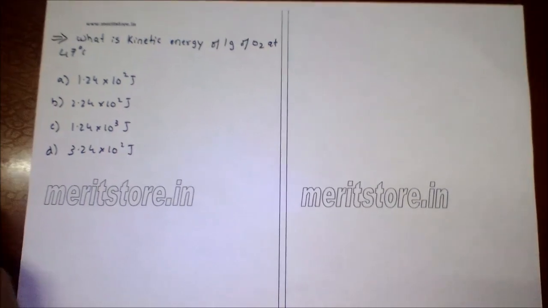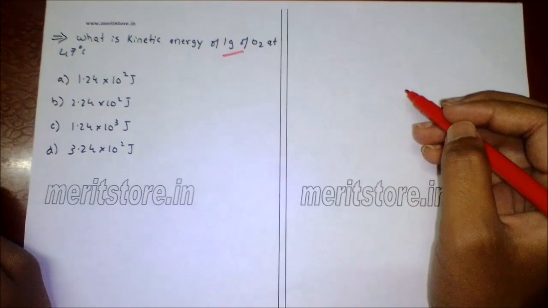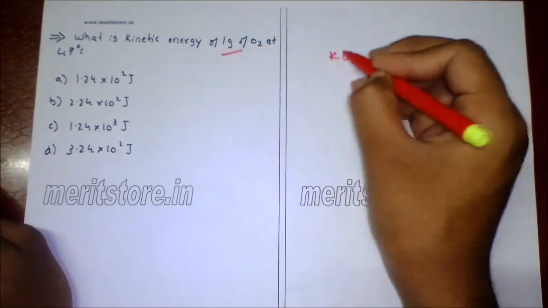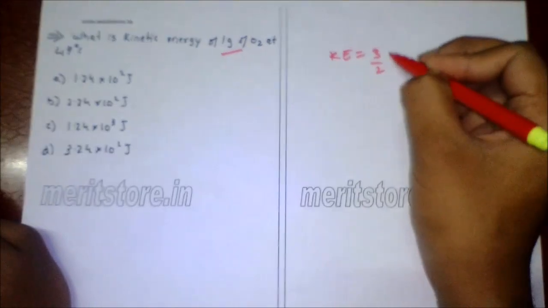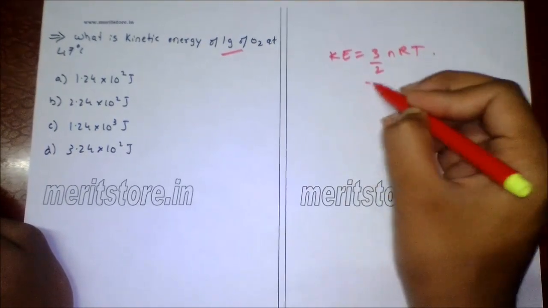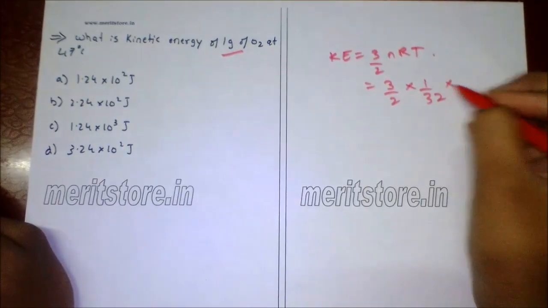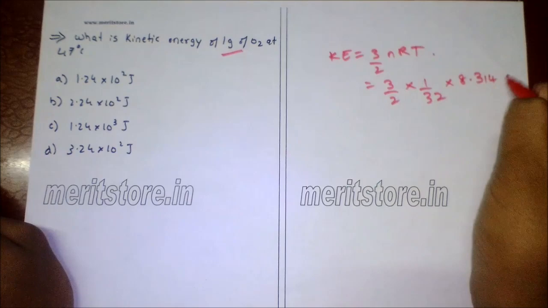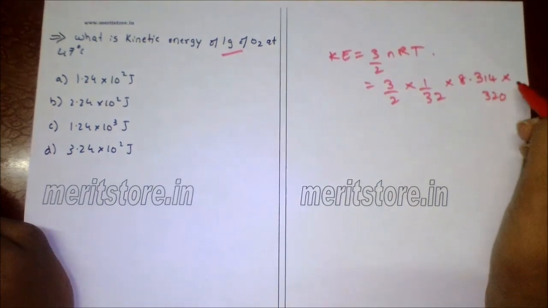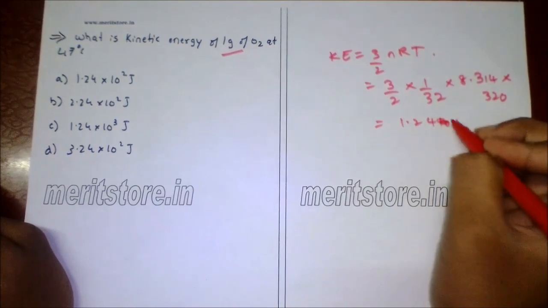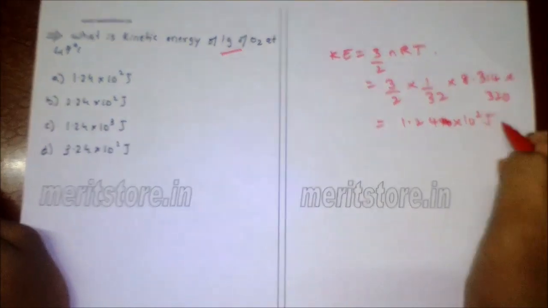What is the kinetic energy of 1 gram of oxygen at 47 degrees Celsius? So we know that kinetic energy is equal to 3 by 2 nRT. So 3 by 2 into 1 upon 32 into 8.314 into 320, which comes out to be 1.24 into 10 raised to 2 joules. So option A is the correct answer.